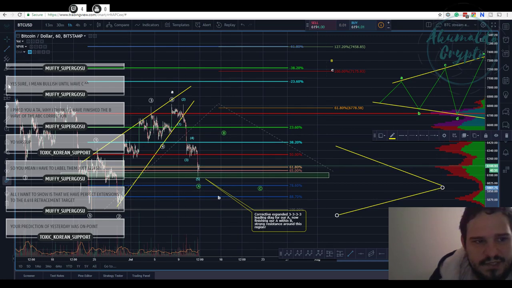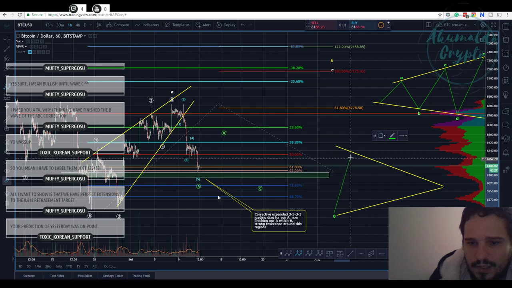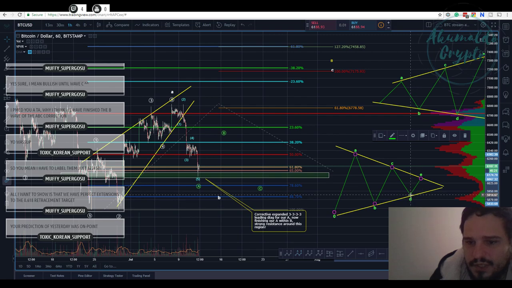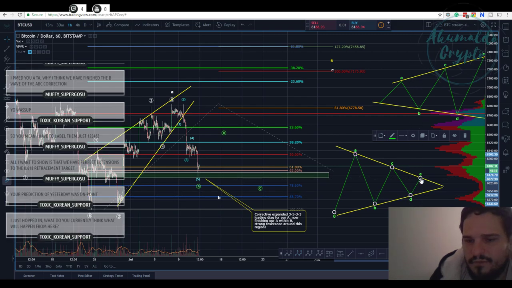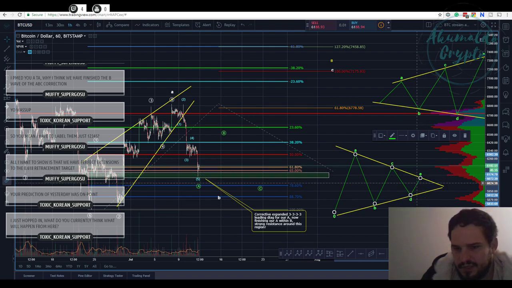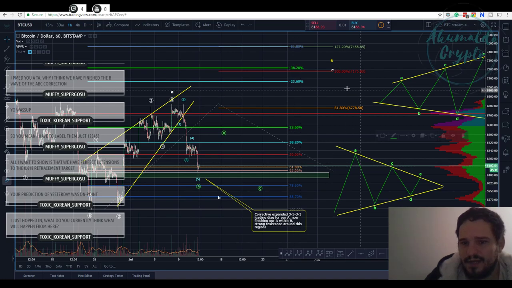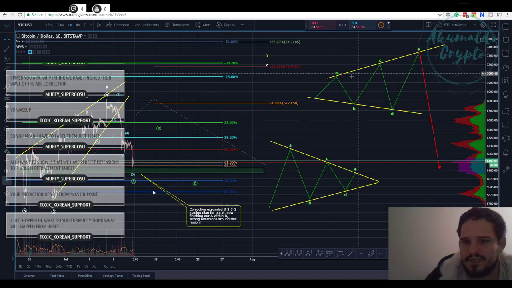This is an A, B, C, D, E. A, B, C, D, E. And according to the principle of Elliott wave, when the E finishes here, we go down, okay? And we can have the same thing, the opposite. Yes, this is an expanded flat correction.